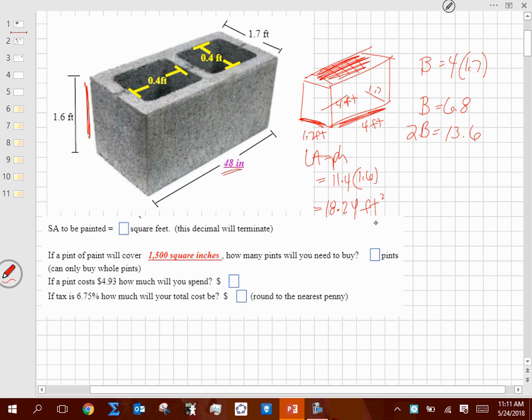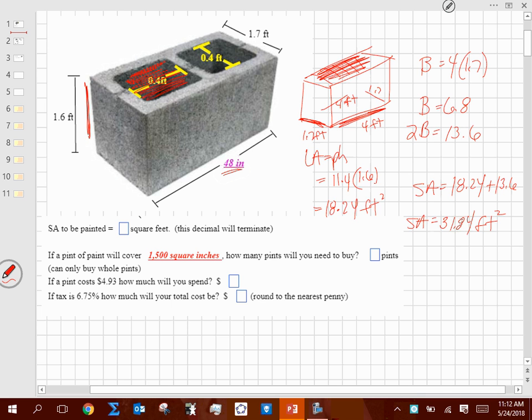Okay, so now my surface area of this prism with no holes in it is 18.24, my lateral area, plus 2 of my bases, 13.6. So 18.24 plus 13.6 gives me 31.84 square feet.